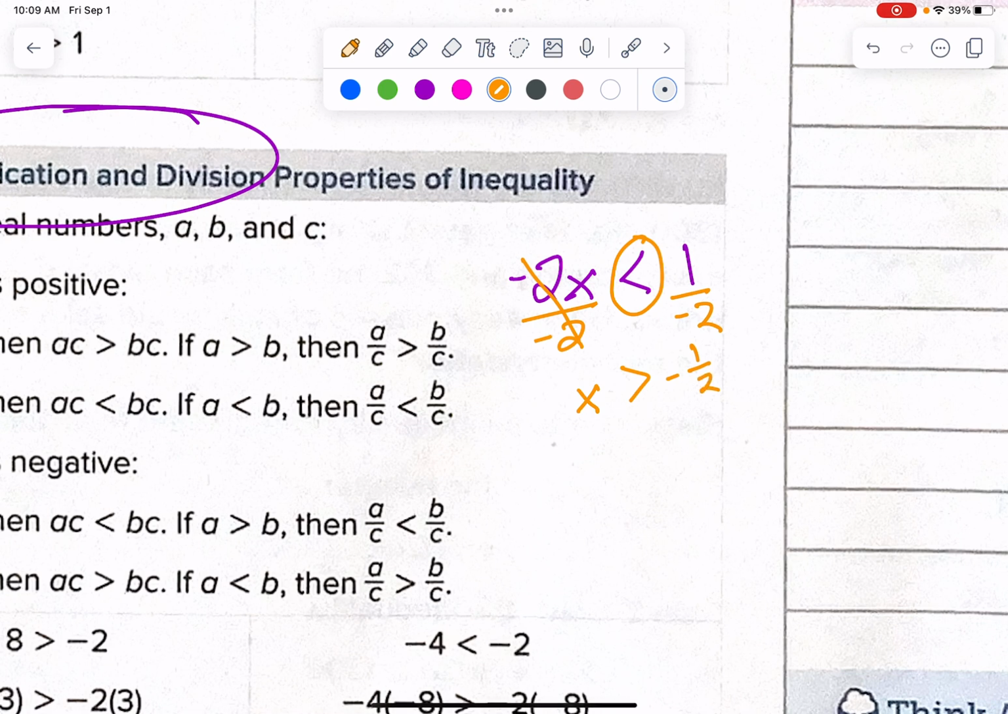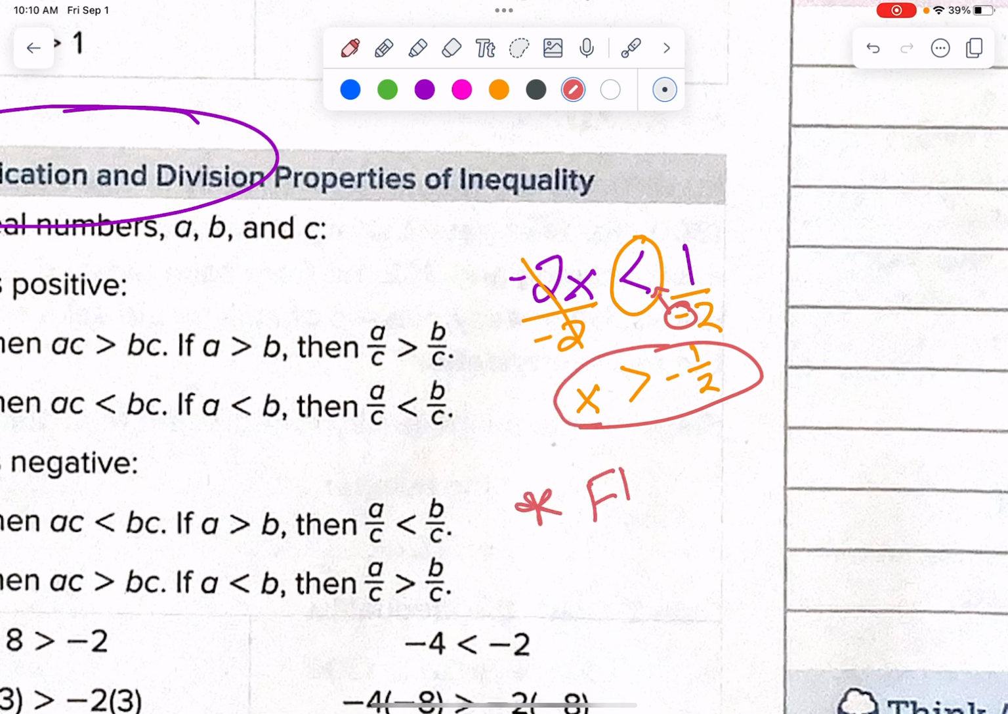So that would just be -1/2. Now notice that some of you get tricked on this. This negative can come out here to the side, right? 1 divided by -2 is the same thing as -1/2. I just moved the negative out to the front, okay? So remember that you have to flip the sign when you multiply or divide by a negative.